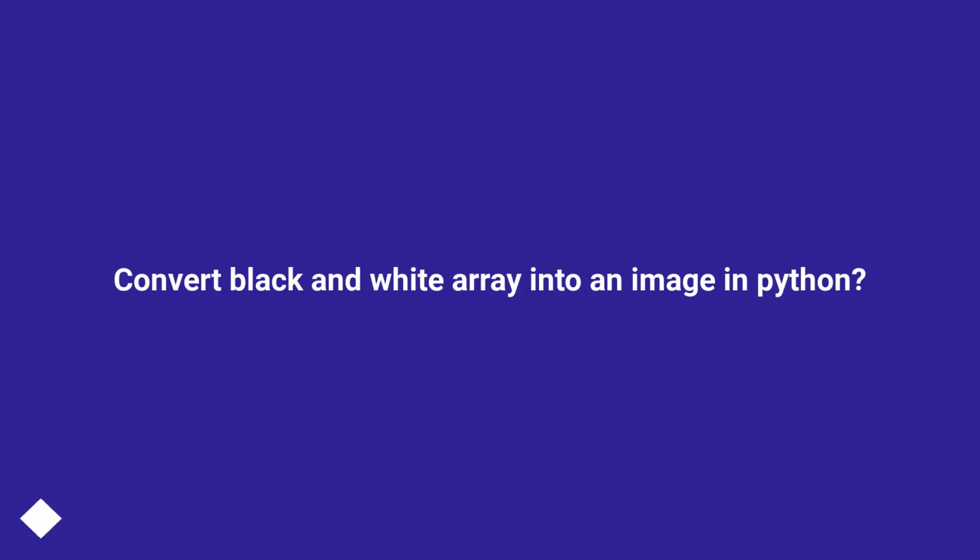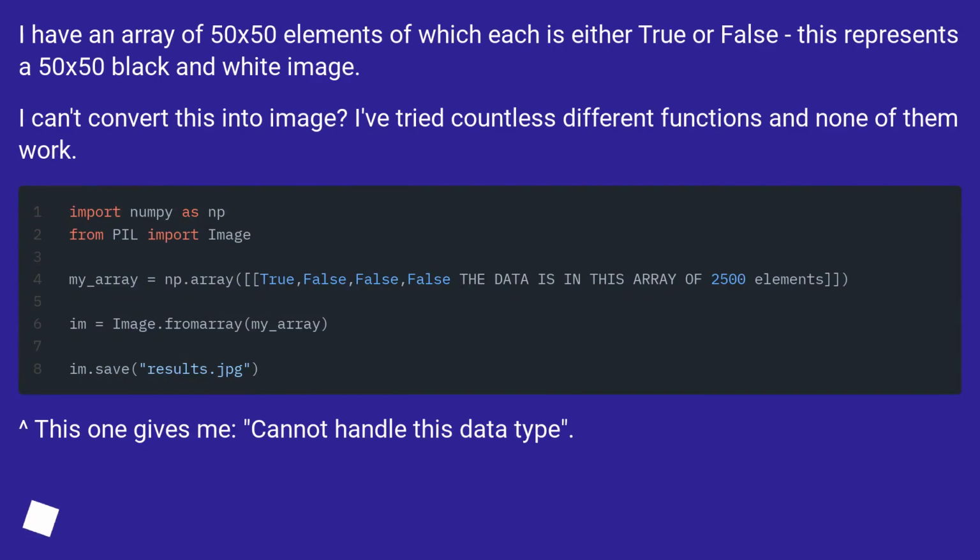Convert black and white array into an image in Python? I have an array of 50 by 50 elements of which each is either true or false. This represents a 50 by 50 black and white image. I can't convert this into an image. I've tried countless different functions and none of them work.